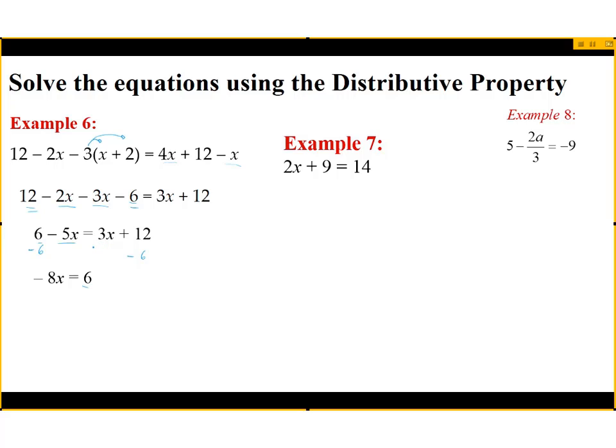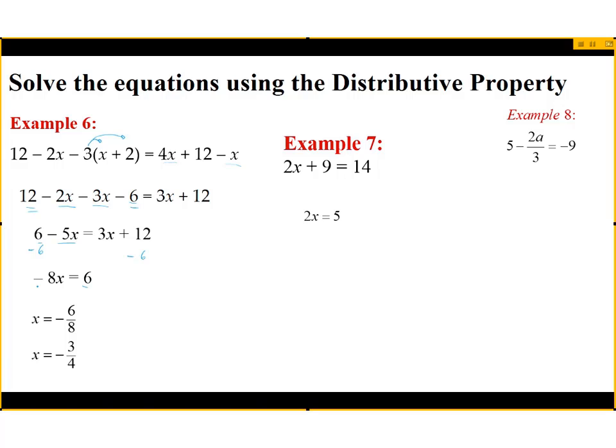Here it looks like we are moving the larger x where the smaller x is located. That's why we get this negative coefficient. But you should get the same answer. Divide both sides by negative 8. That gives me negative 6 over 8, which always has to be reduced. In this case, it would be negative 3/4.